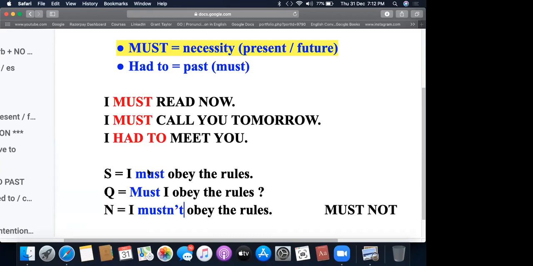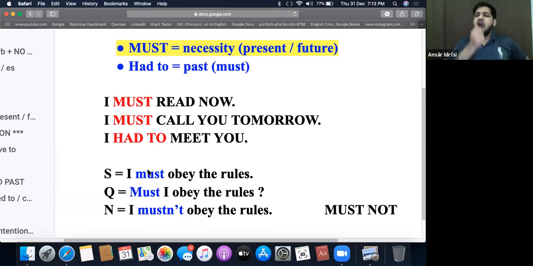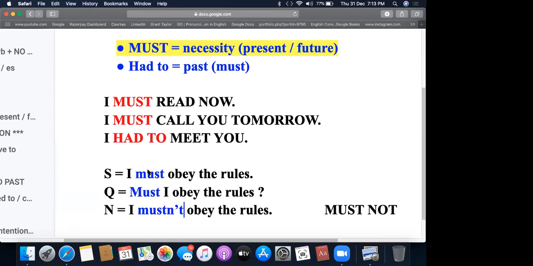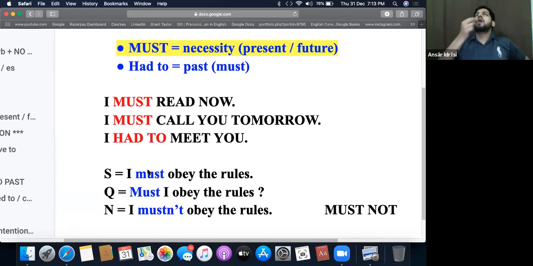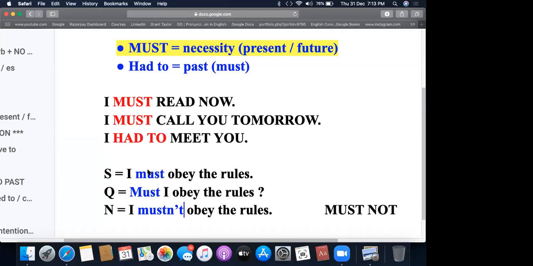Next. You must park in the parking. Must you park in the parking? You mustn't park in the parking. Very good. Next. I must get the loan from bank to buy a car. Must I get the loan from bank to buy a car? I mustn't get the loan from bank to buy a car. Very good. You must watch the movie. Must you watch the movie? You mustn't watch the movie.